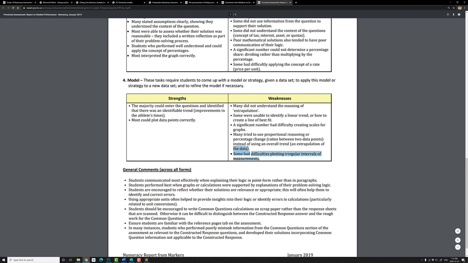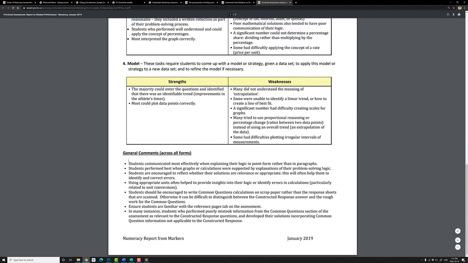Some had difficulties plotting irregular intervals of measurements. Be super careful what your actual units are on a graph. Is it counting by ones? Are you counting by twos? Are you counting by fives or tens? You might accidentally be thrown off. Read those units carefully.